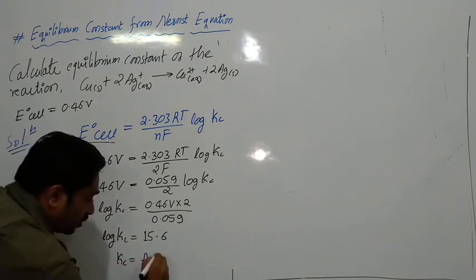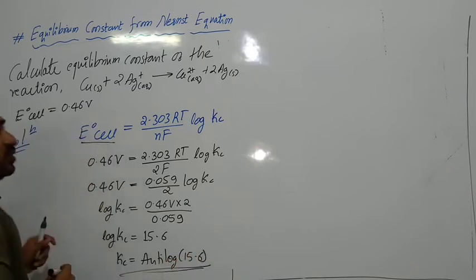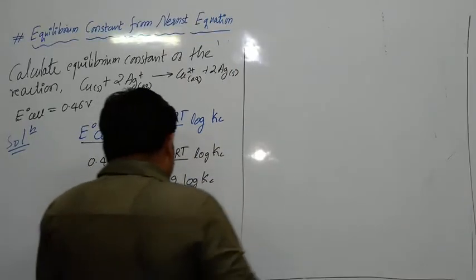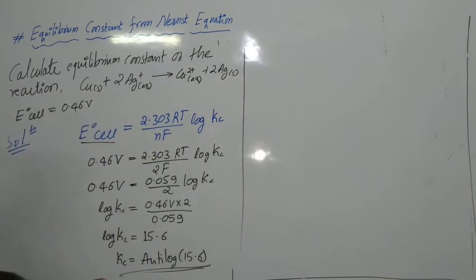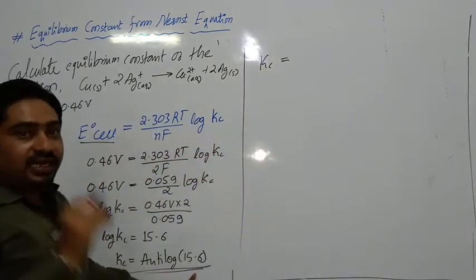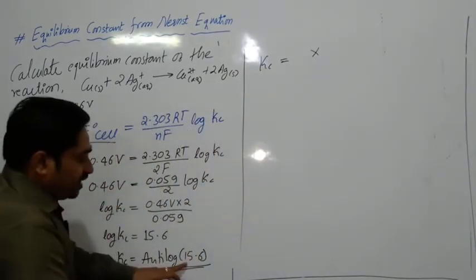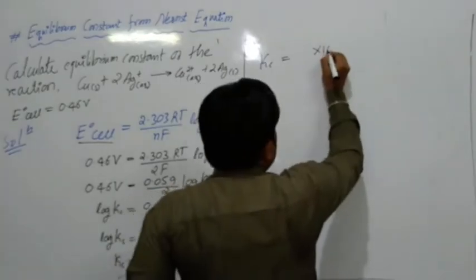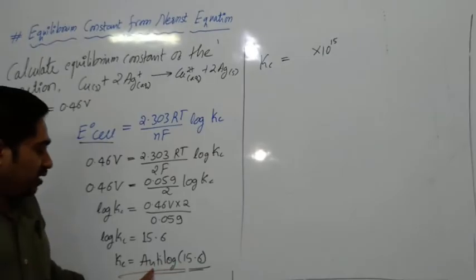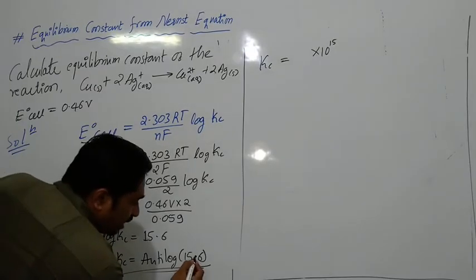Kc is equal to the anti-log of 15.6. It is the same as the previous problem or previous derivation. How to calculate the anti-log of 15.6? Now see here, Kc is equal to whatever the answer comes. After that answer, what we have to write? The number present before the decimal point is taken as 10 to the power 15. This method is followed for the anti-log of positive numbers. Now we have to see the anti-log of 0.6.